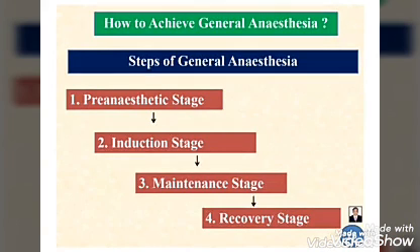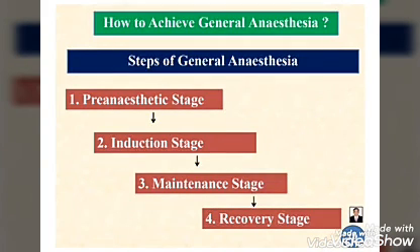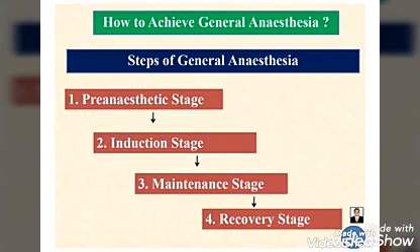Now, a very important point: how to achieve general anesthesia in canine patients. Generally, the four steps of general anesthesia follow step by step. The first step is the pre-anesthetic stage. This stage is achieved by using pre-anesthetic drugs.